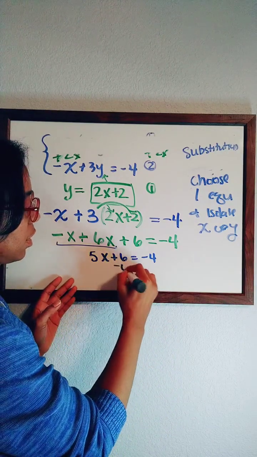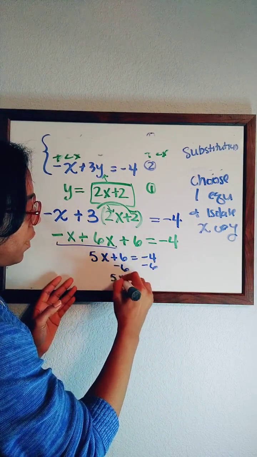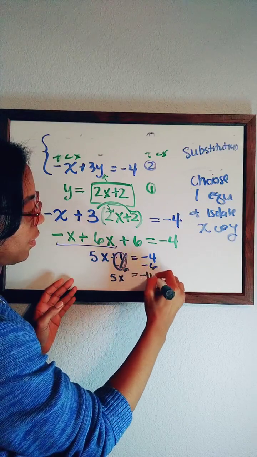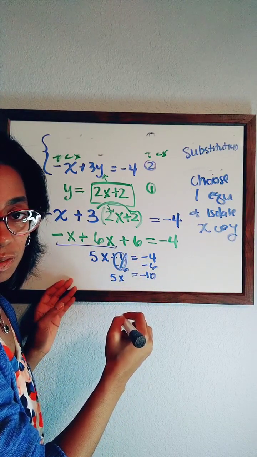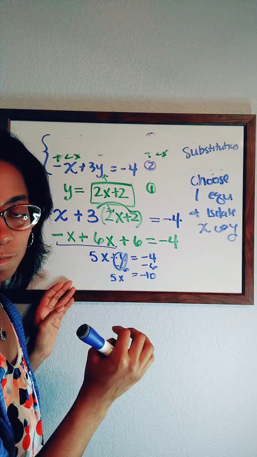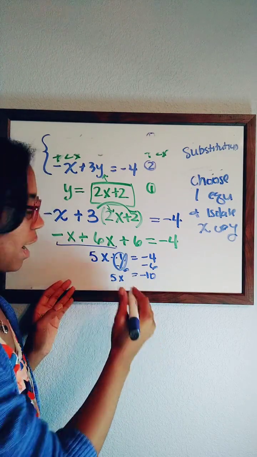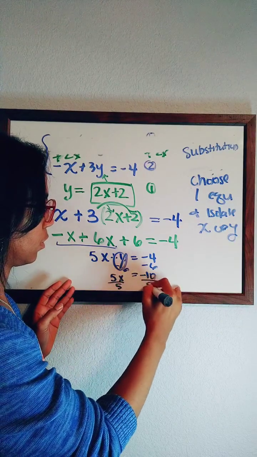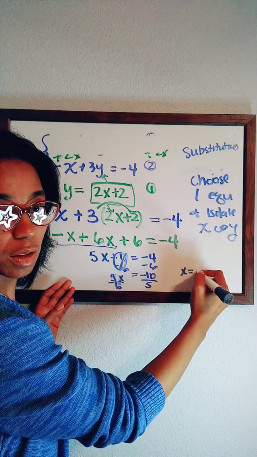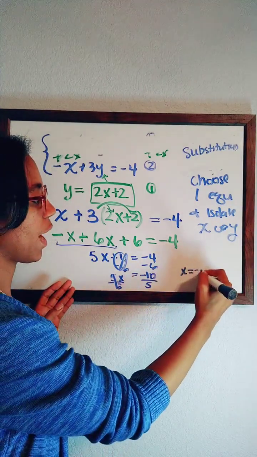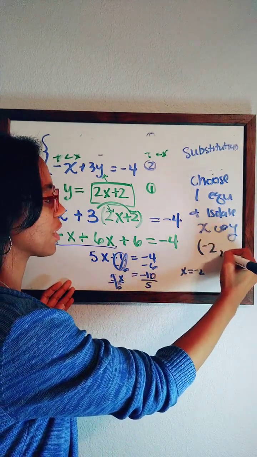Subtract 6. 5x is equal to negative 10. Good job, everybody. Divide. And then x is equal to, very good, negative 2. So I have part of my equation and I do the same thing.